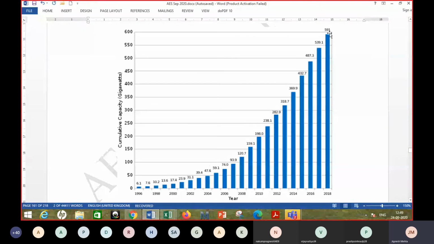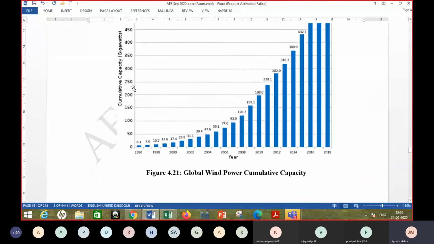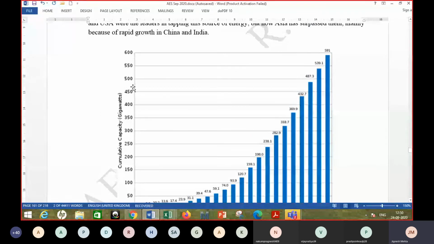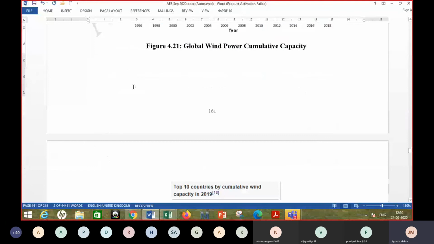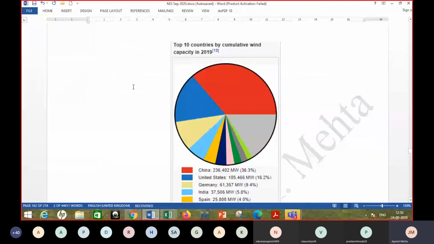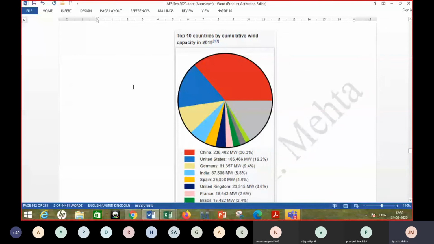Now it's around 591 gigawatt at the end of 2018. 591 gigawatt is the capacity, right? So global wind power cumulative capacity at the end of 2018 is around 591 gigawatts. And then the top 10 countries by cumulative wind capacity.